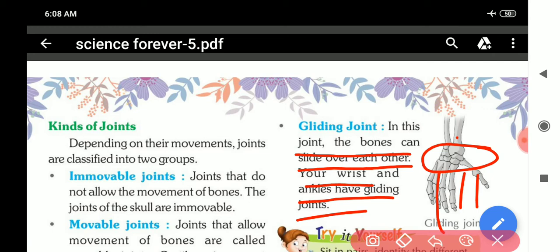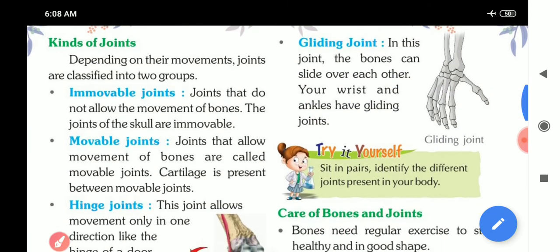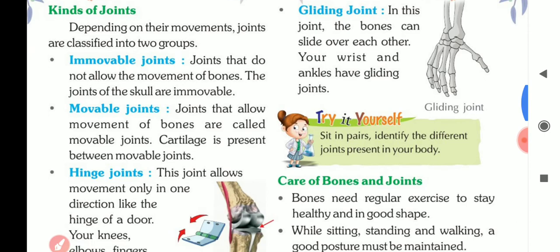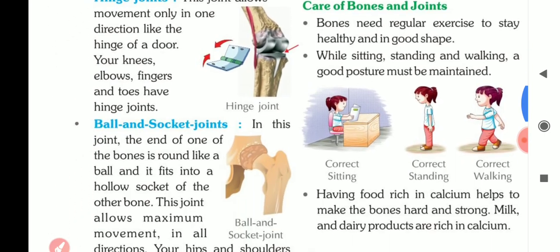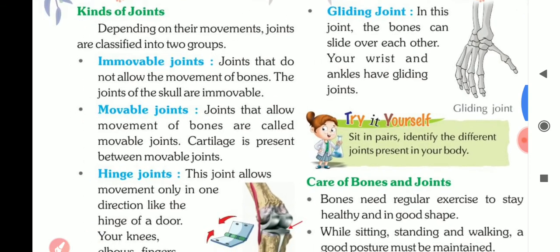So two types of joints are there: movable joints and immovable joints. Movable joints are of four types: hinge joints, ball and socket joints, pivot joints and gliding joints.